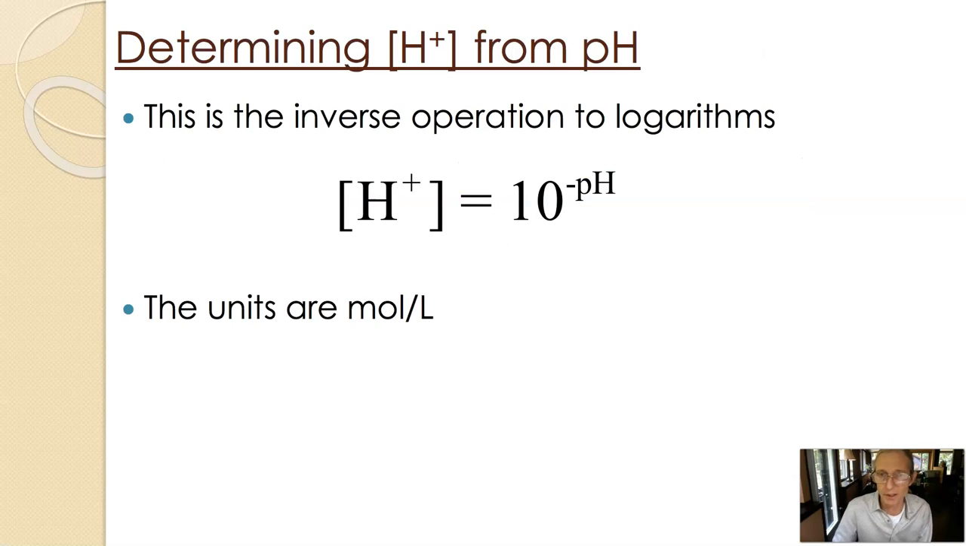Right, we saw how to determine the pH. If we're given the pH, we can determine the concentration of the hydrogen ion just by taking 10 and raising it to the power negative pH, whatever the pH happens to be, right? These are inverse operations, exponentiation and taking a log. And when you do take the concentration, because it's based on the pH, the units are mole per liter.